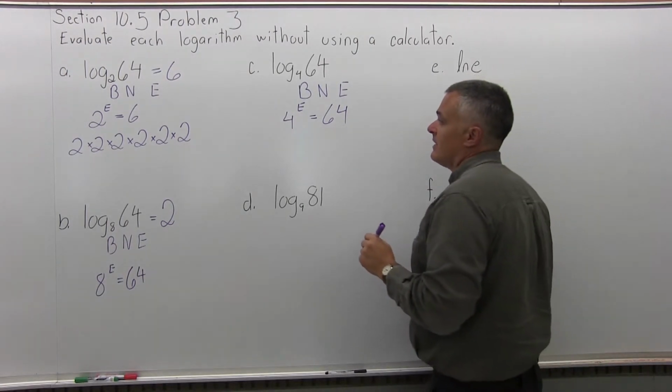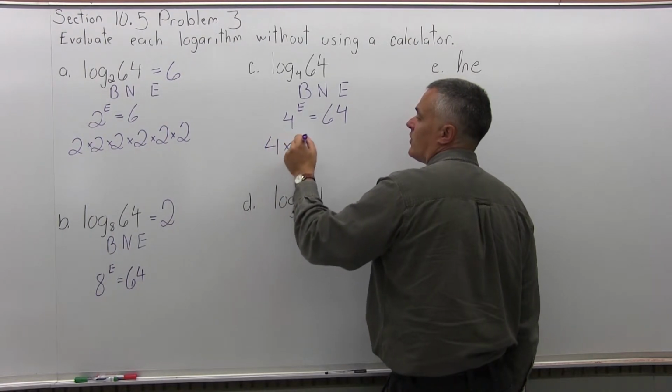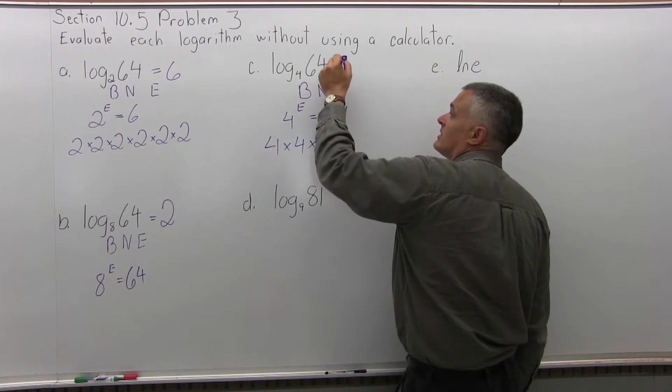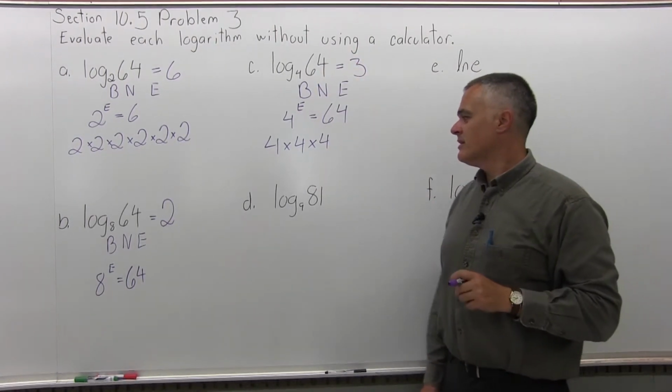Well, that should be 3, right? Because if you do 4 times 4 is 16, times 4 again is 64. So log base 4 of 64 equals 3. And we can do that without a calculator.